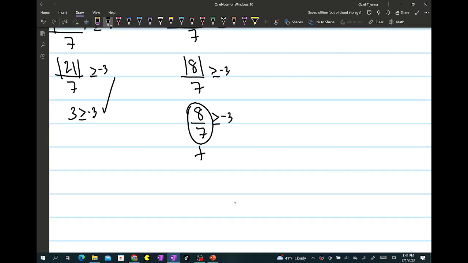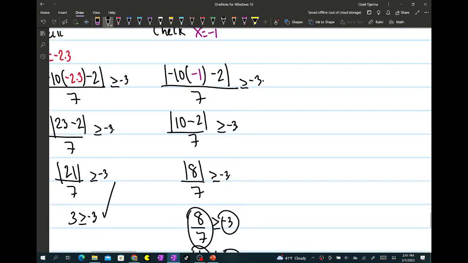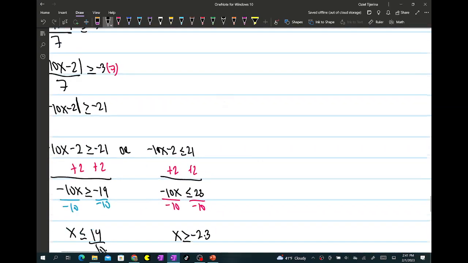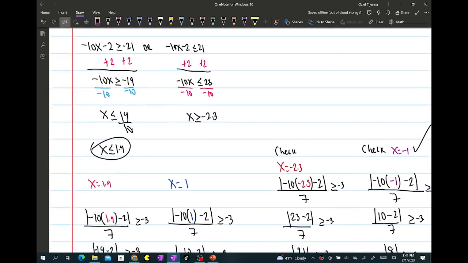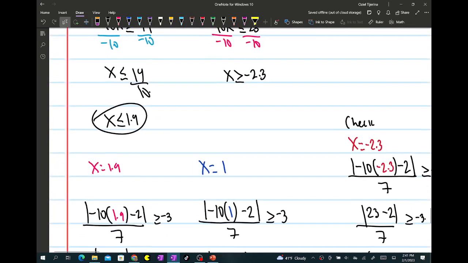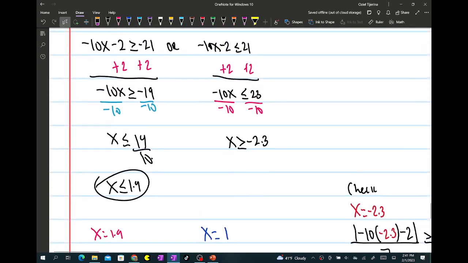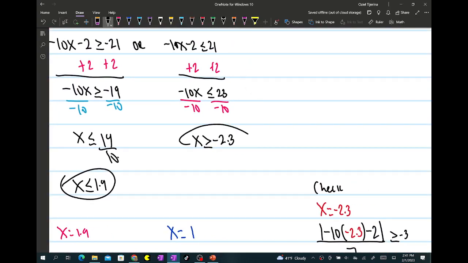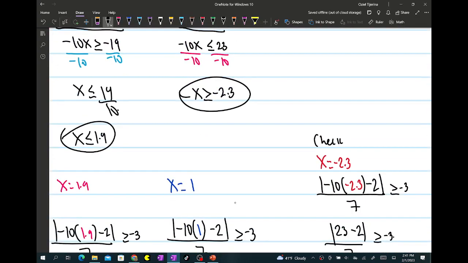Obviously, 8 over 7 is a positive number, and negative 3 is a negative number. So this satisfies the inequality, right? So given these things, I can clearly say that this is true and this is true. Now the way that I can write this is negative 2.3 is less than or equal to x is less than or equal to 1.9. Because if you flip this over, you can say negative 2.3 less than or equal to x. And we know that x is less than or equal to 1.9, so you can add that in there.